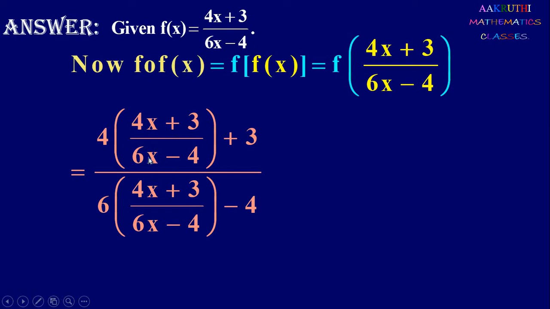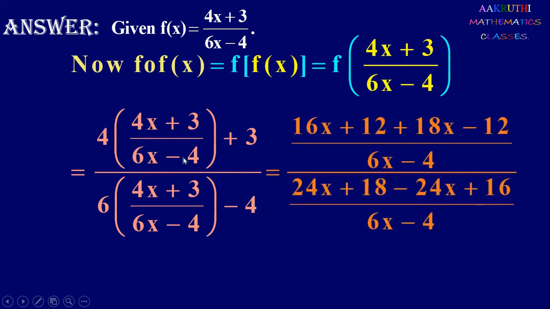Now we simplify this, take LCM. Here LCM is 6x minus 4. When we multiply this, we get 16x plus 12 plus 18x minus 12 in the numerator. Here also take LCM, it is 6x minus 4. Multiply this, it is 24x plus 18, and here it is minus 6 into 4 is 24x, and minus into minus is plus 16. Here 6x minus 4 gets cancelled. And here 12 gets cancelled, and 24x is cancelled. Remaining is 16x plus 18x, it is 34x. And in the denominator it is 18 plus 16, 18 plus 16 is 34.